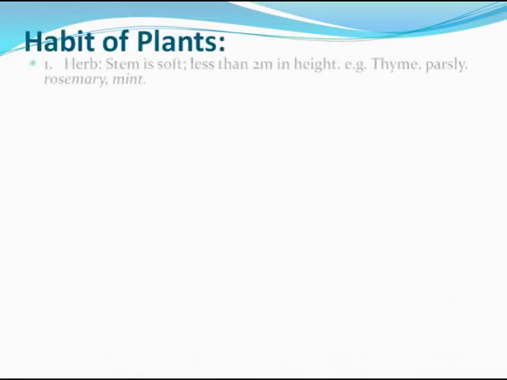Coming to the habit of plants. Plants are of 3 types. They are herbs, shrubs and trees. What are herbs? They have a very soft stem. They are less than 2 meters in height. Examples: thyme, parsley, rosemary and mint.